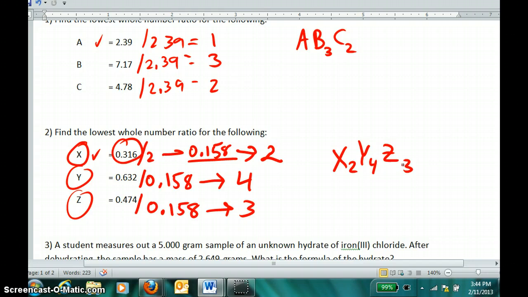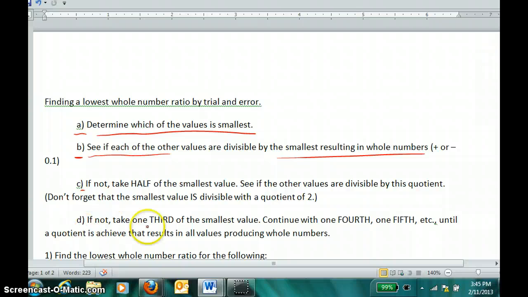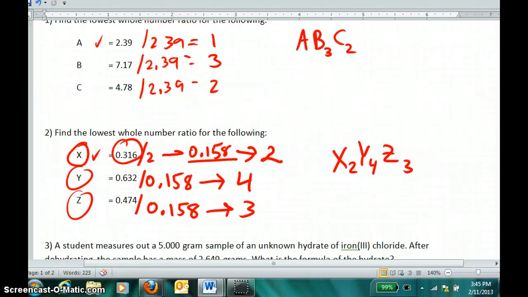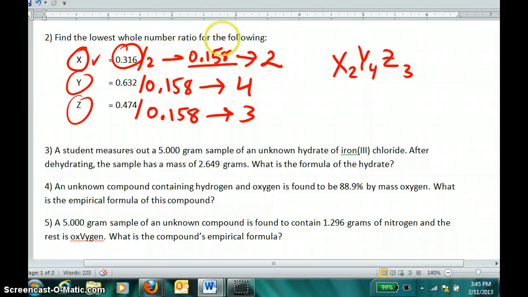Now, let's say that doesn't work. Let's say I did not get whole numbers when I took half of the smallest number. Well, then the last rule says, if not, take a third of the smallest value. So I would have divided this by 3 and gotten a quotient and seen if the other things were divisible by that quotient. If that didn't work, I would have taken the smallest number and divided by 4. And if that quotient was evenly divisible, I would have had a 4 to something ratio. And you go on until you finally get an evenly divisible ratio. Rarely do you have to go past 5 or 6 as the lowest number in the whole number ratio. So that's what we're doing.